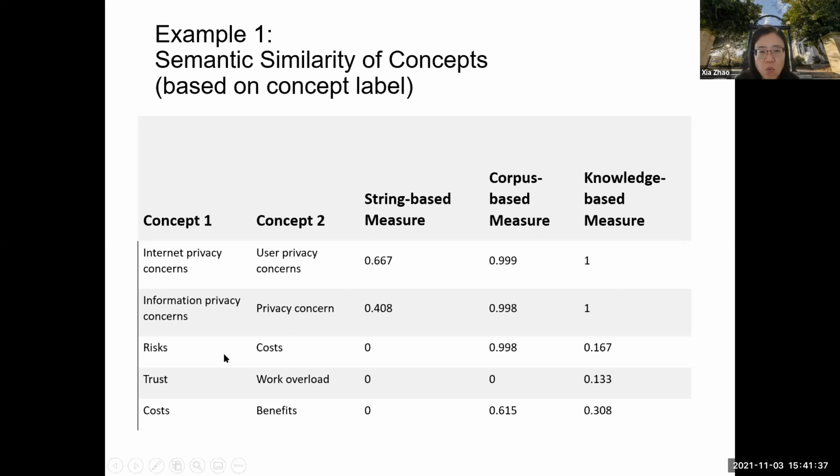And like the third group, risks and costs, you can see the string-based measure shows the similarity is 0. But if we look at the corpus-based measure, the similarity level is about 1. That's because these two concepts often appear together. But if we use the knowledge-based measure, the similarity level is only 0.167. So by leveraging different measures, you can see the similarity of concepts on different dimensions.